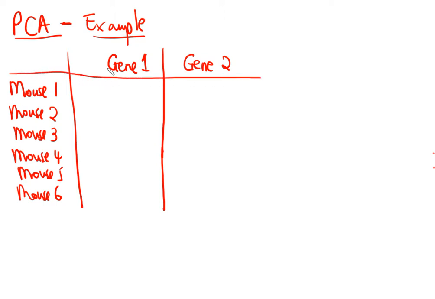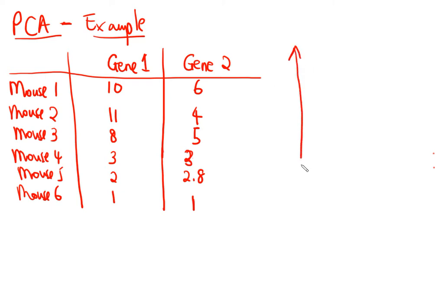Let's say in mouse 1, gene number 1 is expressed, let's just say 10 times. We can say 10, 11, 8, 3, 2, 1, and for gene number 2, 6, 5, 2, 3, 2.8, and 1. Of course, we can plot this on a Cartesian plane. We can definitely put this on some Cartesian plane.